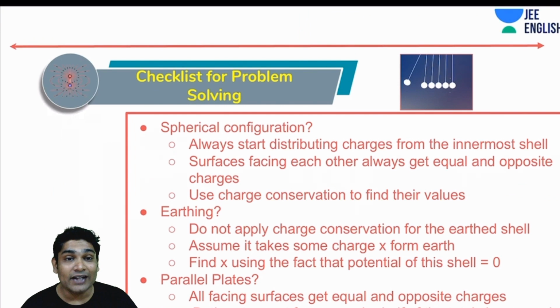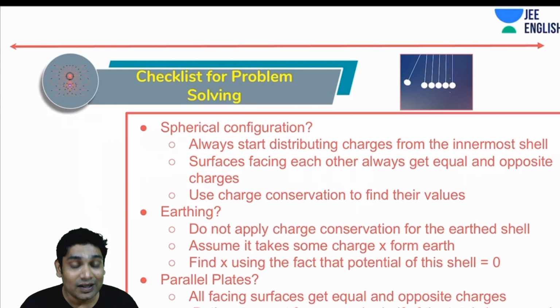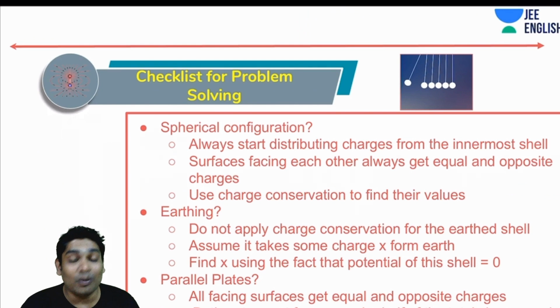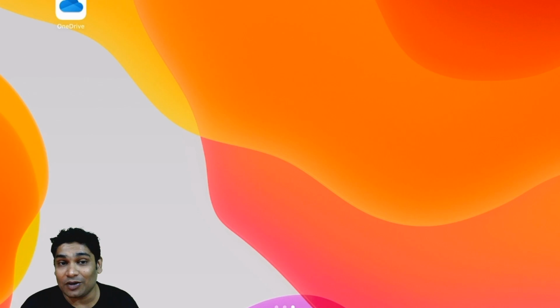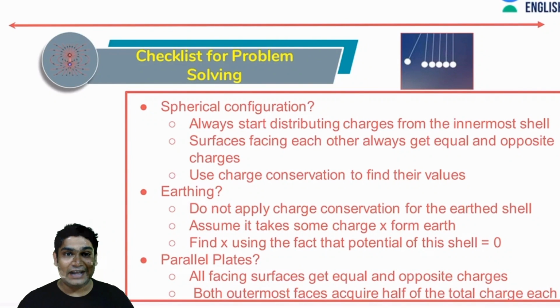So let's go over the checklist of problem solving once again. First, if you have a spherical configuration, then always start distributing charges from the innermost shell. Second, the surfaces facing each other will always get equal and opposite charges. Third, use conservation of charge to find their values. Then earthing: the moment something is earthed, it's connected to earth.